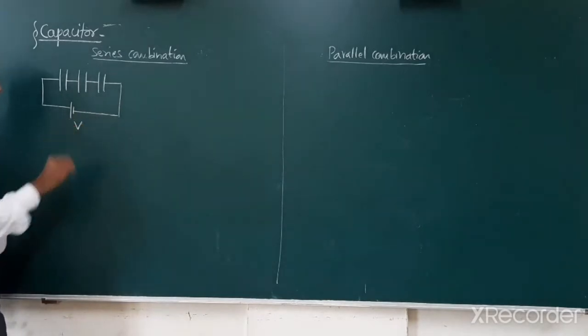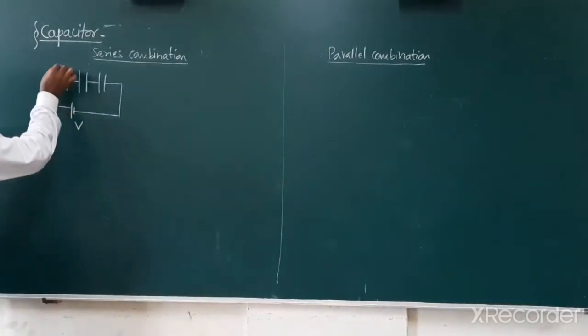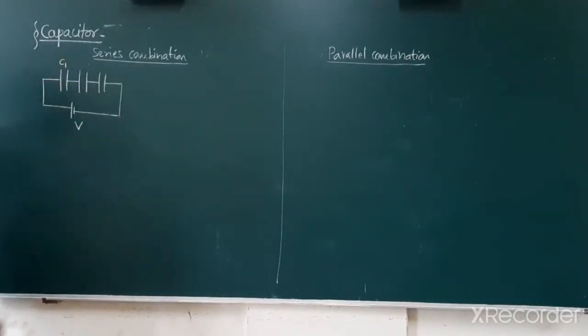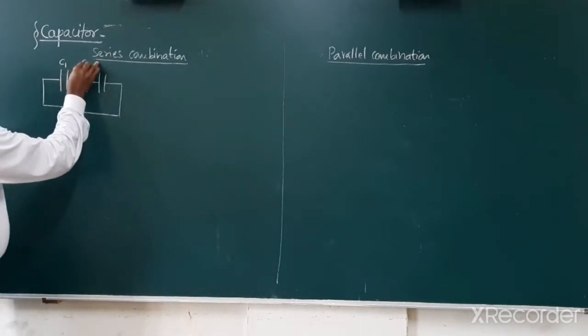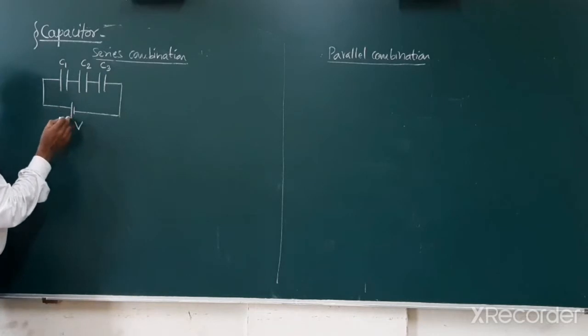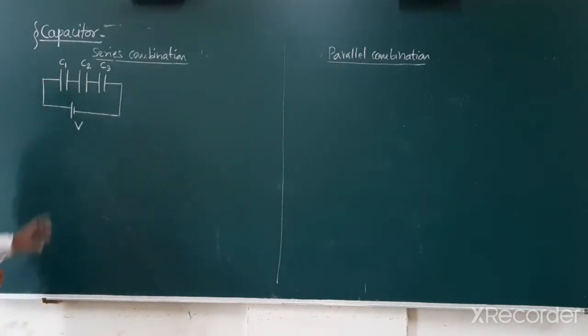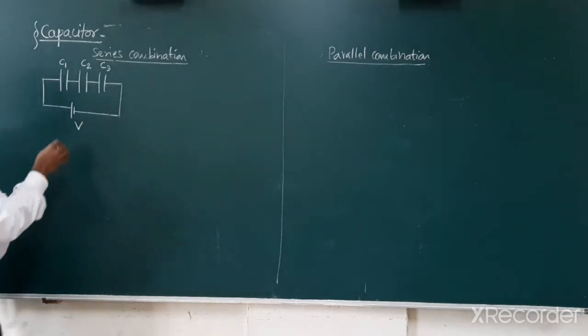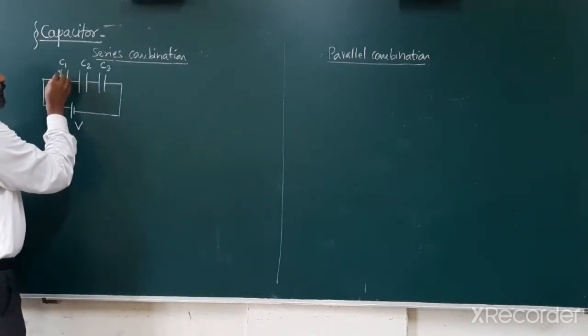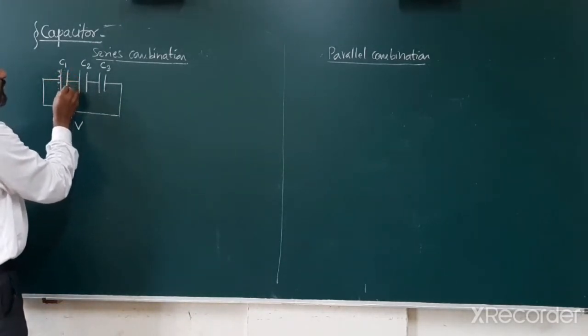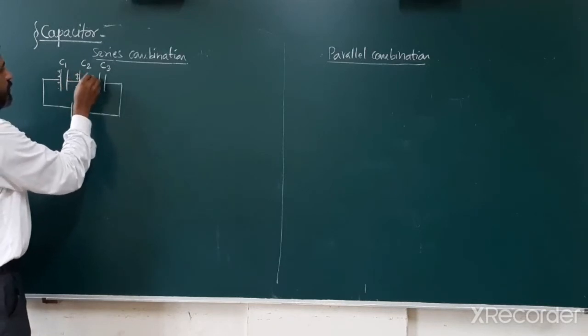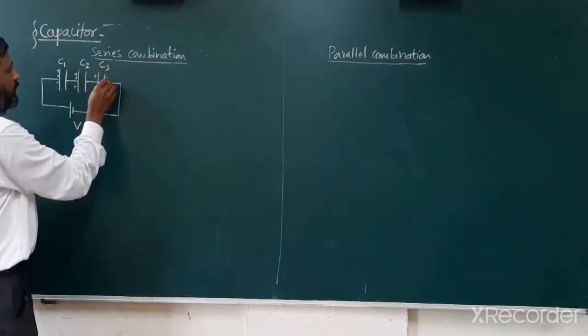The potential of the cell is V. The capacitance of the first capacitor is C1, the second is C2, and the third is C3. Now from this cell, Q amount of charge is flowing through the circuit. Let this plate be positive, positive, positive, then negative, again positive, positive, positive, negative, positive, negative, negative.